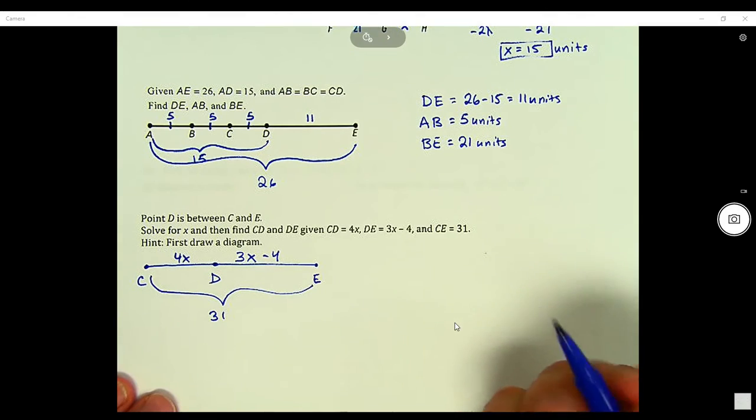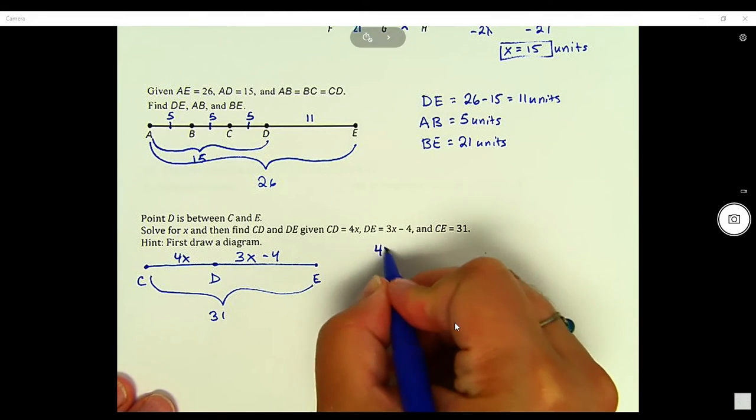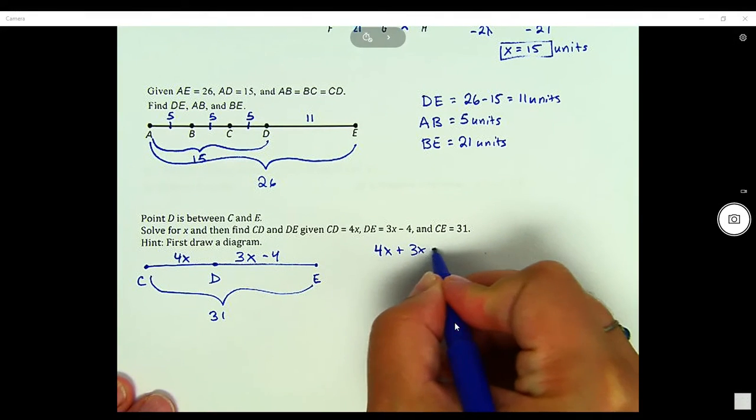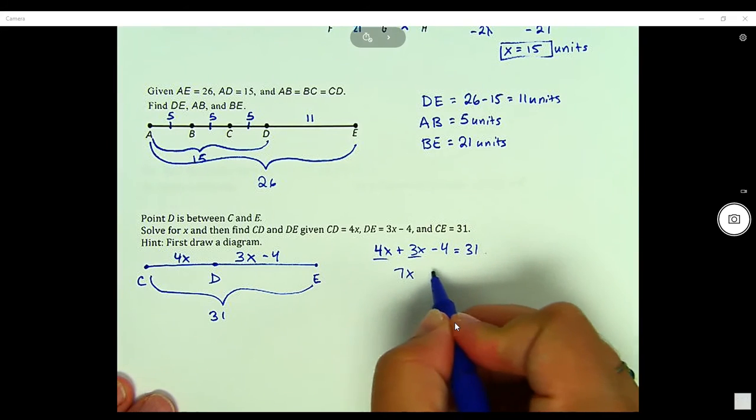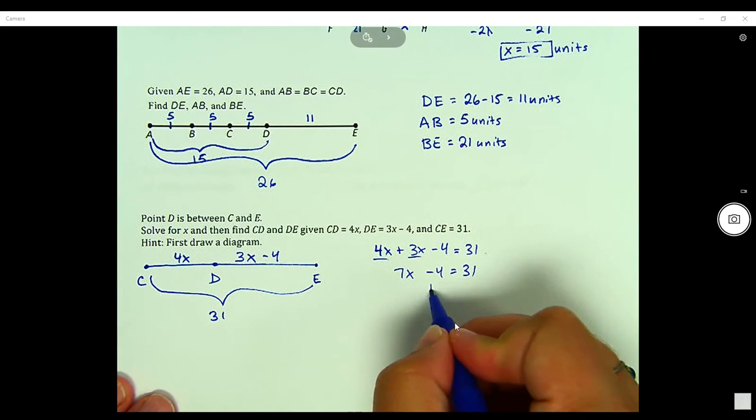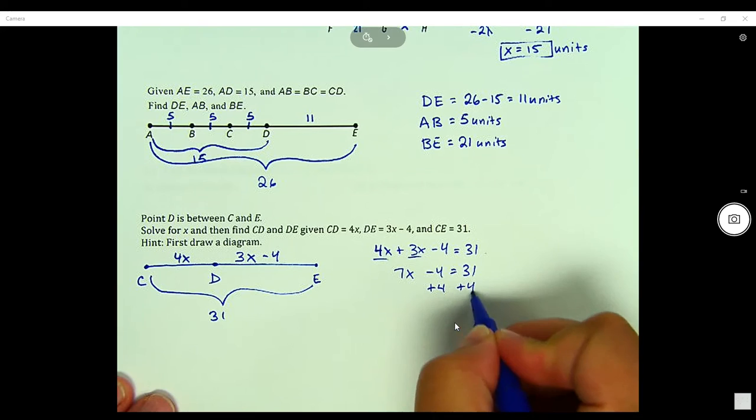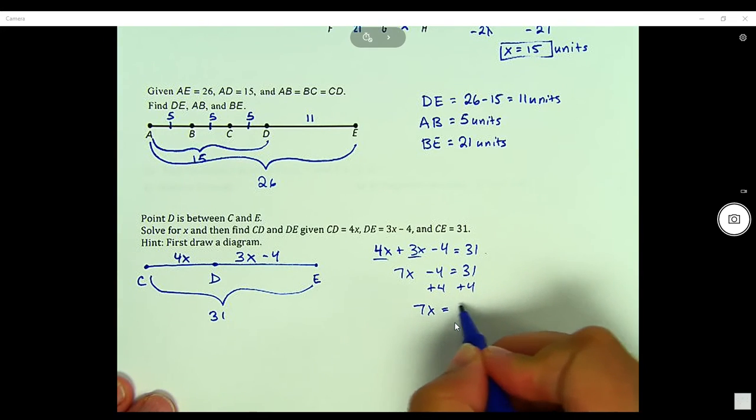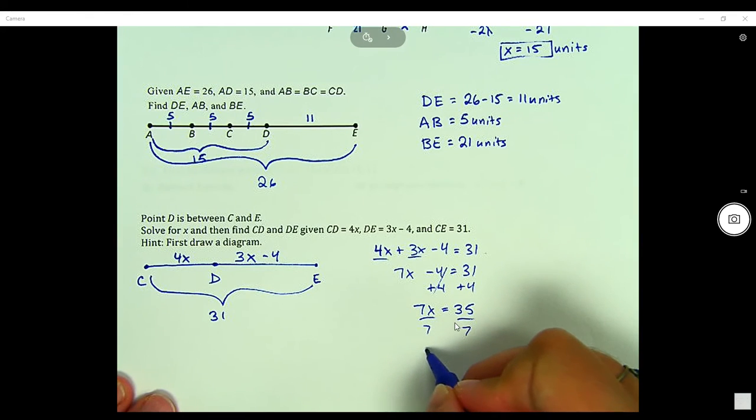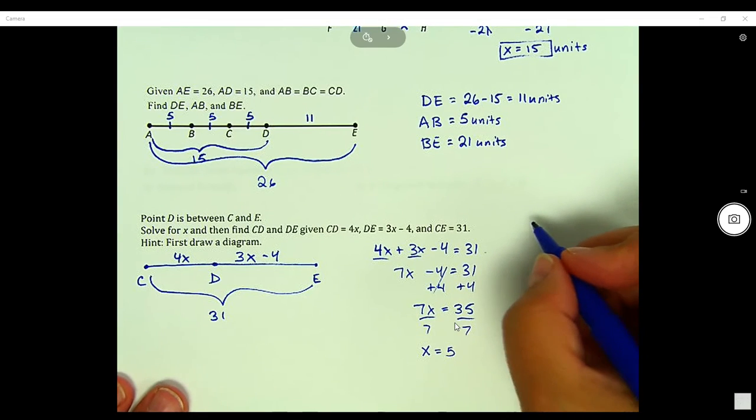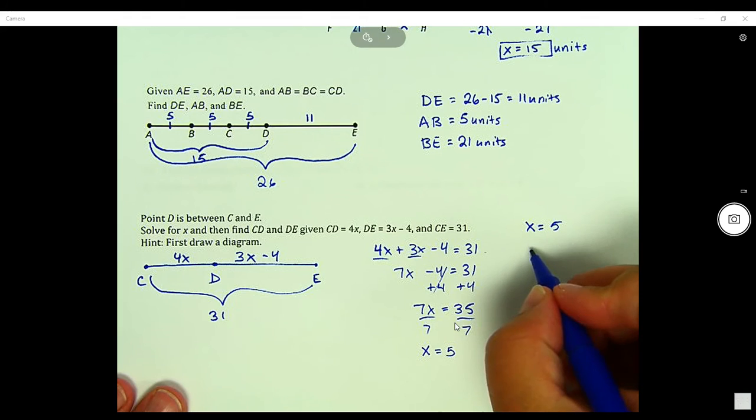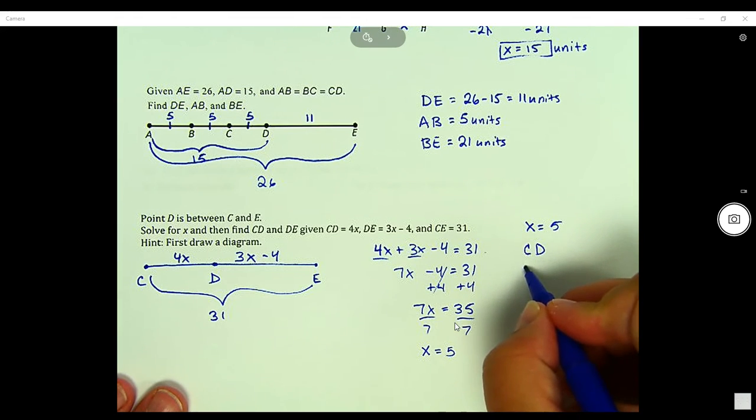So part plus part equals total. I'm going to set up an equation. 4x plus 3x minus 4 equals 31. I'm going to combine like terms. Begin to isolate that variable. Divide by 7 to get x alone, and x equals 5. Okay, so there were three things I was looking for, right? x equals 5. I need to find the length of CD and the length of DE.